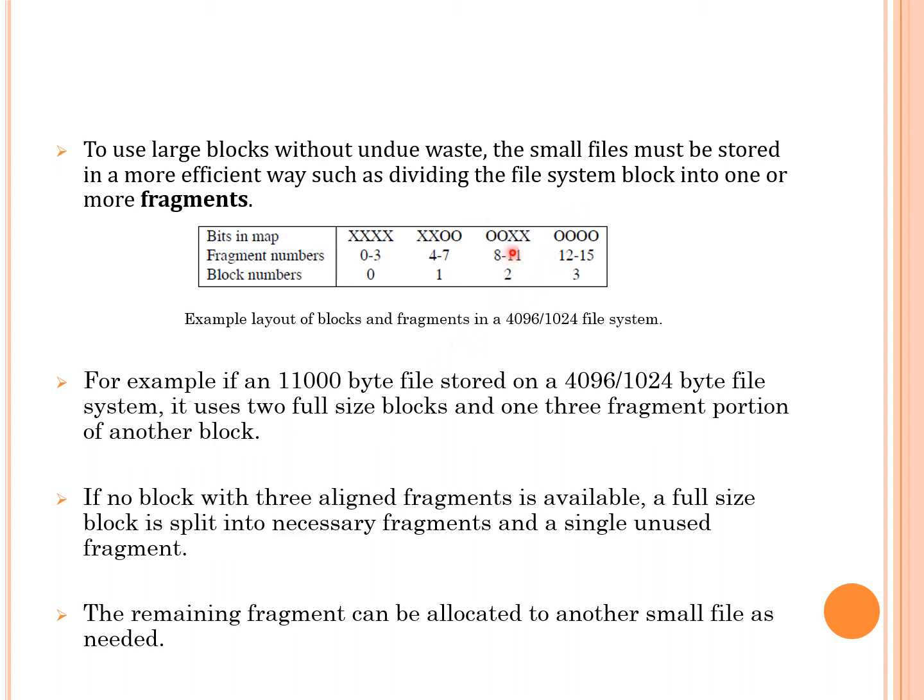That means out of 4 fragments, 3 fragments will be used by this 11,000 byte file, and there will be one unused fragment, which we can use to store small files as needed. In this way, we can store small files in the fast file system using large blocks without wasting space.